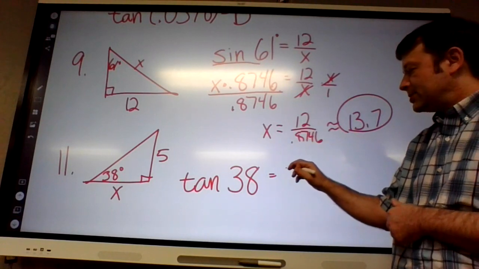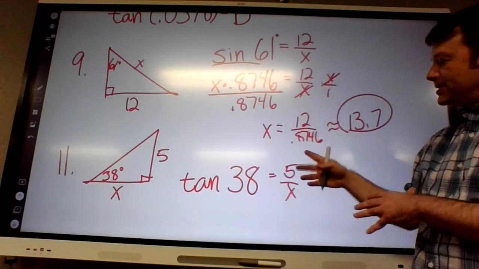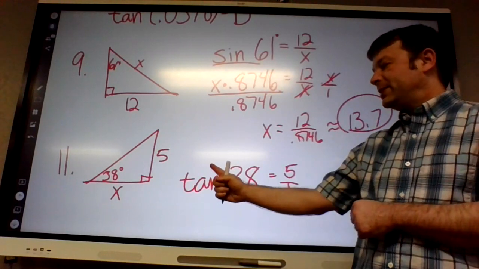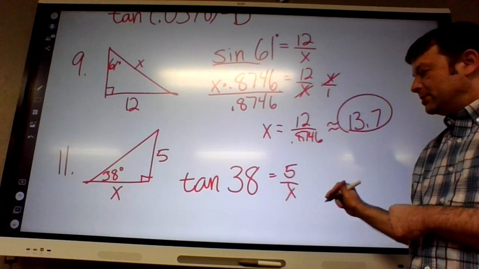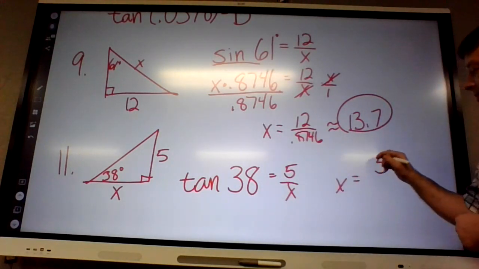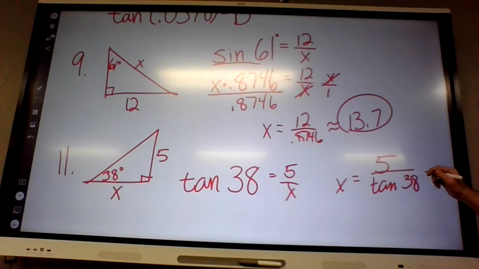But in this case, when the x is on the bottom, basically what happened is we multiplied the x up and we divided the tangent of 38 down. So you could plug it all in your calculator at once by doing 5 divided by tangent of 38 degrees. You would need to close your parentheses.